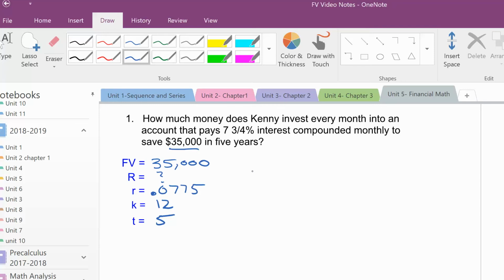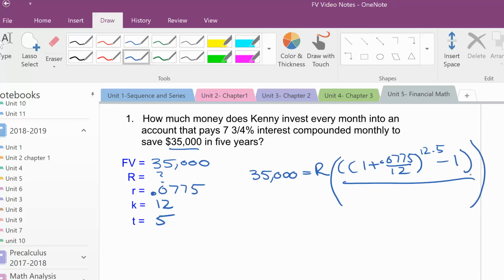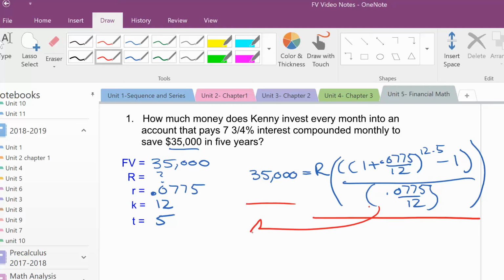So you write everything in the equation. So 35,000 equals, you don't know what the big R is, but you know it's 1 plus 0.0775 divided by 12 to the 12 times 5 power minus 1 all over 0.0775 divided by 12. So now, because we're solving for the amount of regular deposits, we're going to take all of this stuff here, and I'm not going to rewrite it, and we're going to divide by 35,000 to get R by itself.